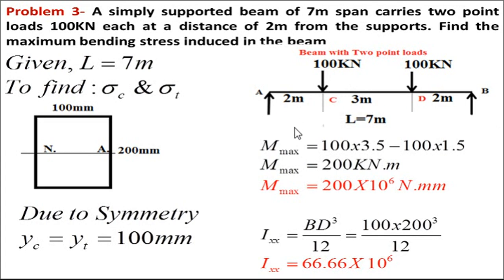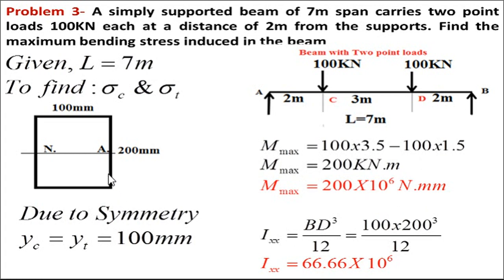Your reaction will be 100. So clockwise I am taking positive, anti-clockwise negative. So this 100 into 3.5 minus this 100, which is anti-clockwise, into 1.5. So this distance is 1.5. I will get M max 200 kilonewton meter, that is 200 into 10 to the power 6 Newton mm. So that is the maximum bending moment.